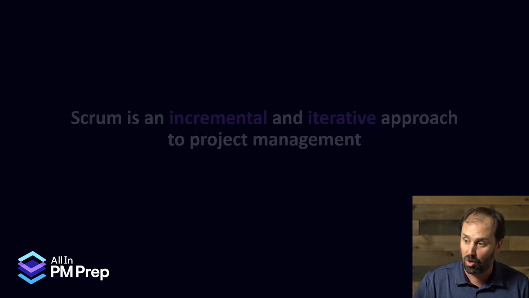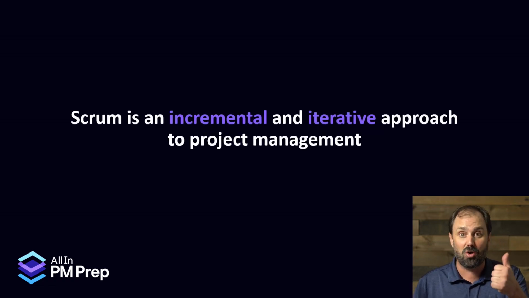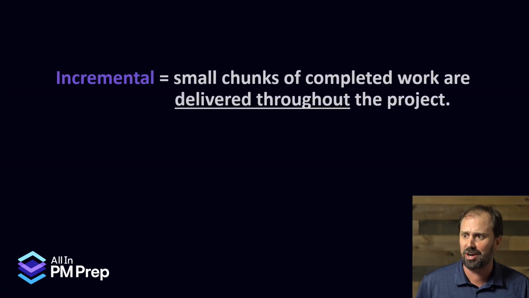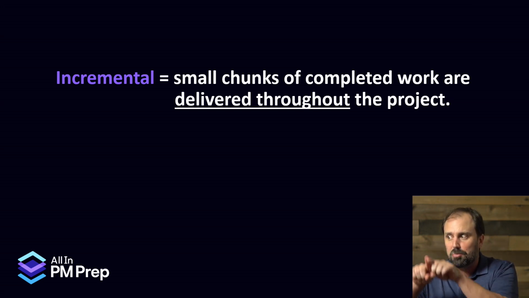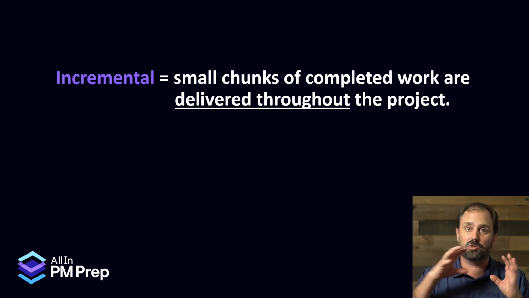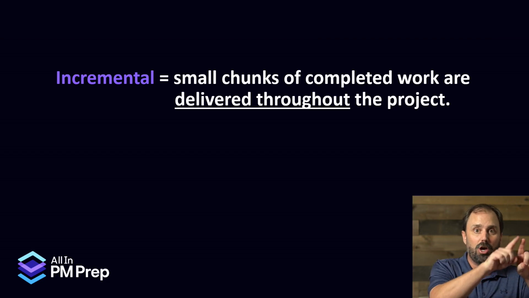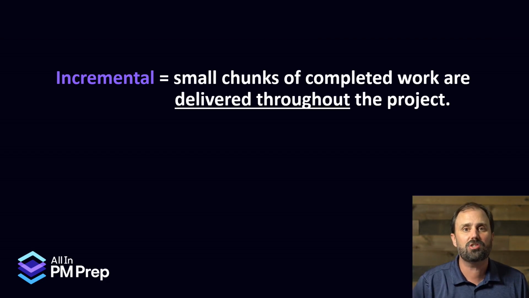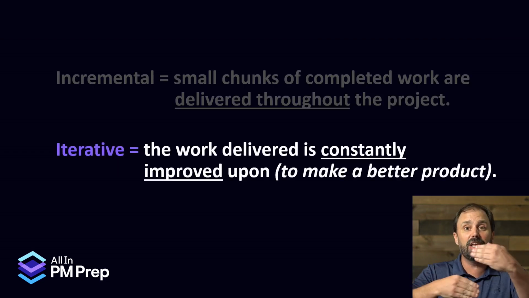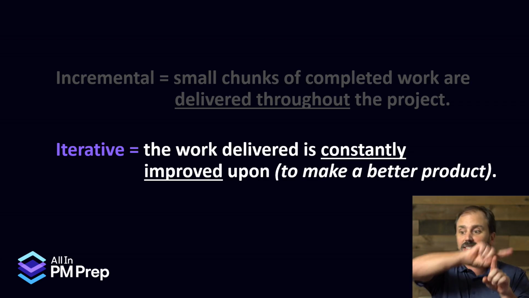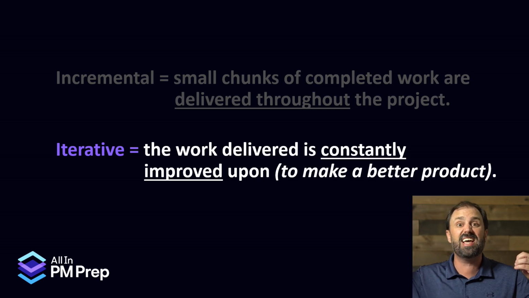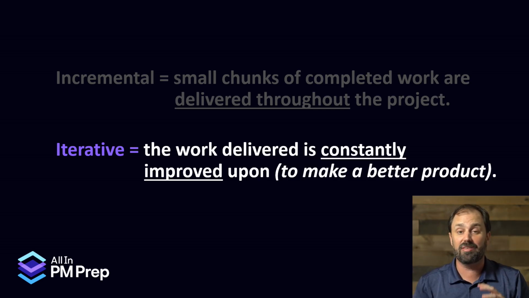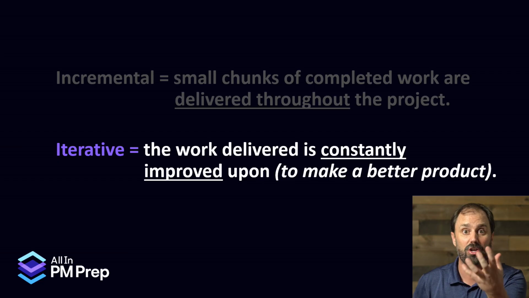So what is Scrum? Well, Scrum is an incremental and an iterative approach to project management. So both of them, let's talk it through. When we say incremental, we mean small chunks of completed work are delivered throughout the project. So instead of one big chunk at the end, we're going to go blip, blip, blip, goodness all the way through the project. And iterative means that the work delivered is constantly improved upon to make a better product throughout the entire endeavor. So it's incremental and iterative, the best of both worlds, exactly what your boss wants.